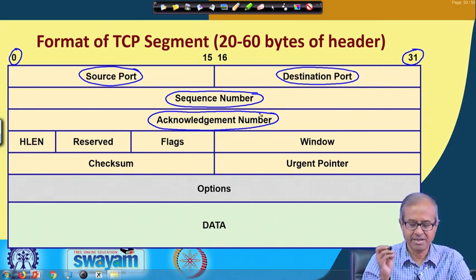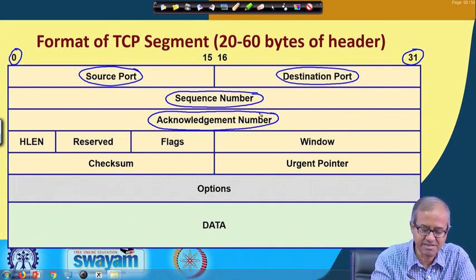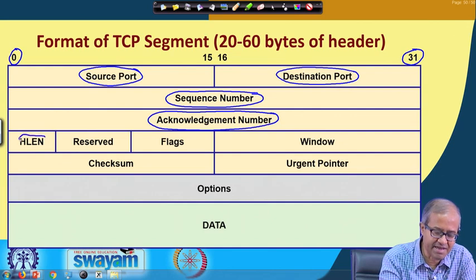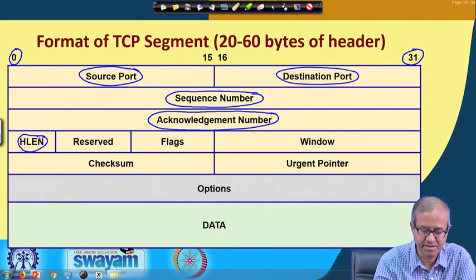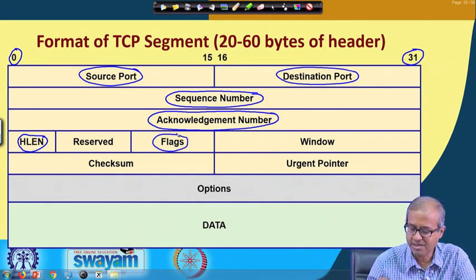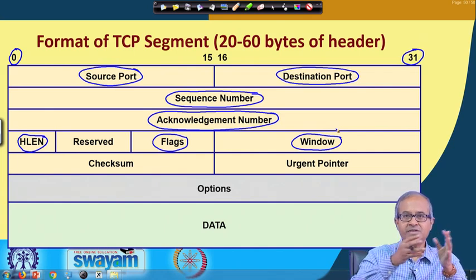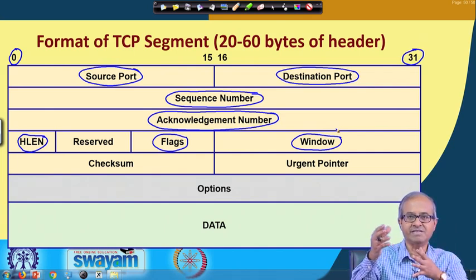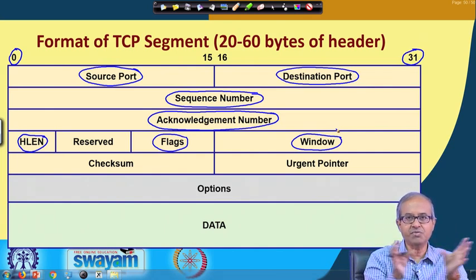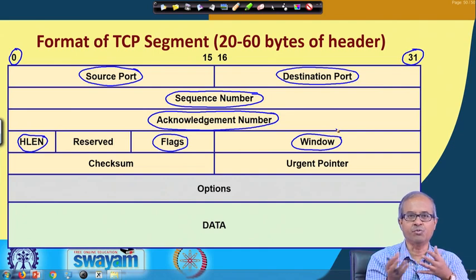Then there are some other fields, like there is a header length, there is some reserved field, there are some flags which I will talk about. There is a window, well, window is like that buffer I told you. Some data are being sent, some data are being received. So, there are some windows that are maintained by both sender and receiver. This is called a sliding window protocol, but I am not going into detail of this.